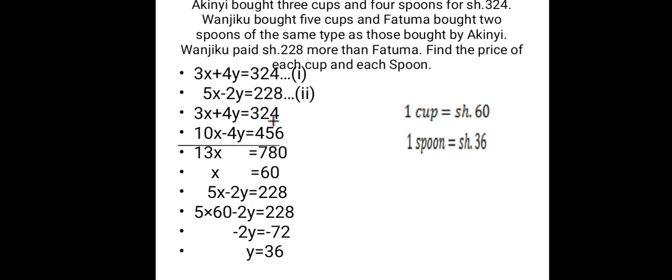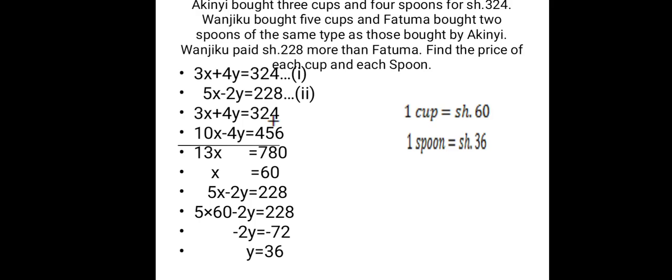But now we have Wanjiku buying 5 cups and Fatuma buying 2 spoons. We are told that Wanjiku paid more than Fatuma, so we take 5x minus 2y to get 228. Now we have 2 equations. We can solve them simultaneously to get the price of each cup and each spoon.